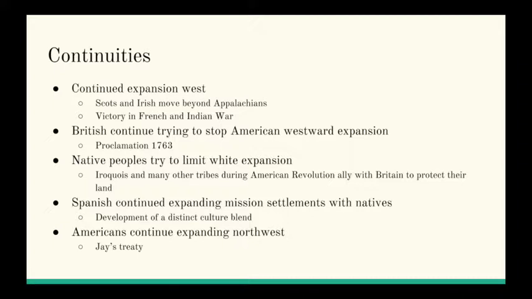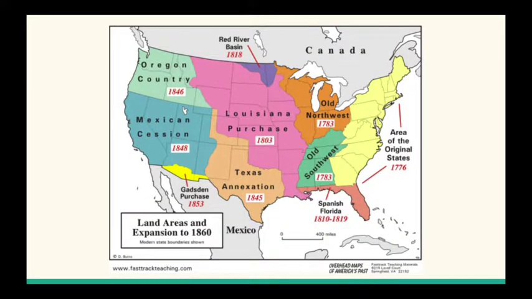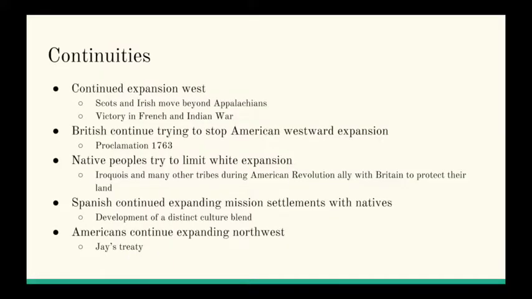The first continuity in this unit is that there is continued expansion west. The Scots and Irish moved beyond the Appalachians, and victory in the French and Indian War only serves to encourage U.S. expansion westward. Another continuity that can be found in this unit is that the British continued to try stopping American westward expansion when we were a colony. In the Proclamation of 1763, they tried to ban movement into the Appalachian region.